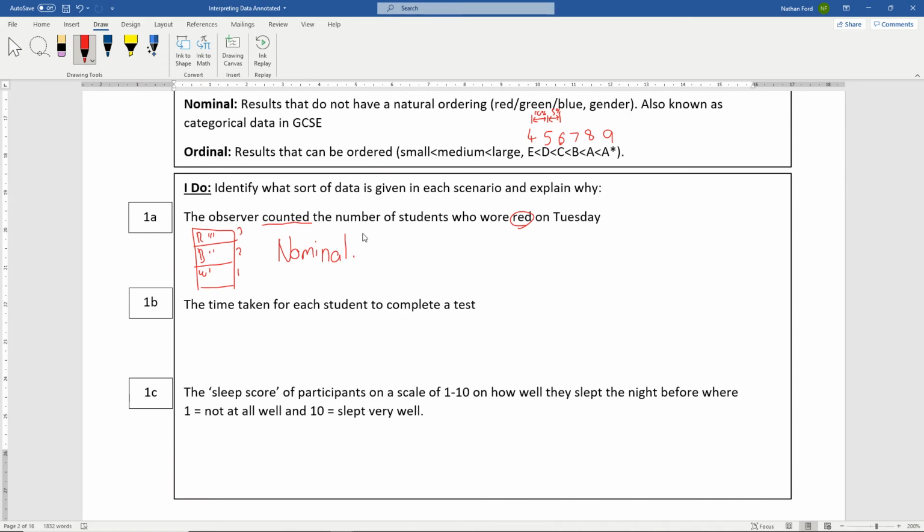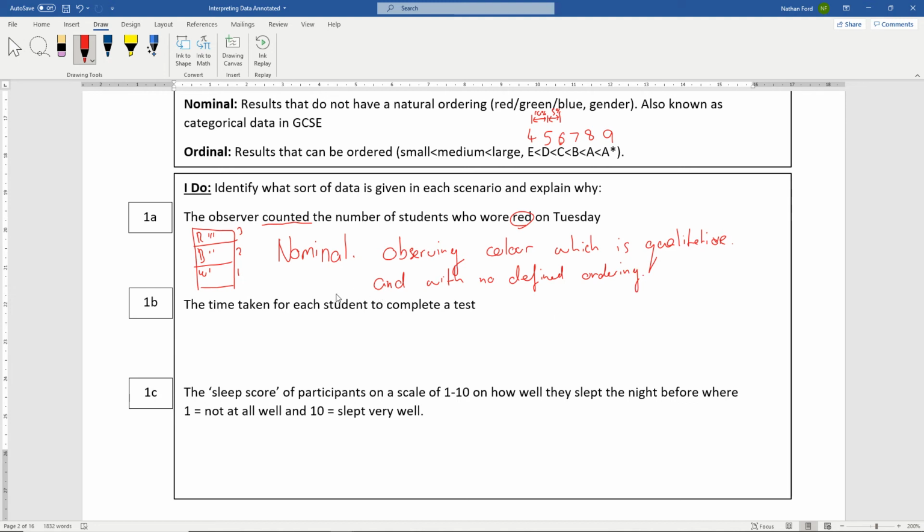The reason why is because we are observing color, which is qualitative, with no defined order or ordering.